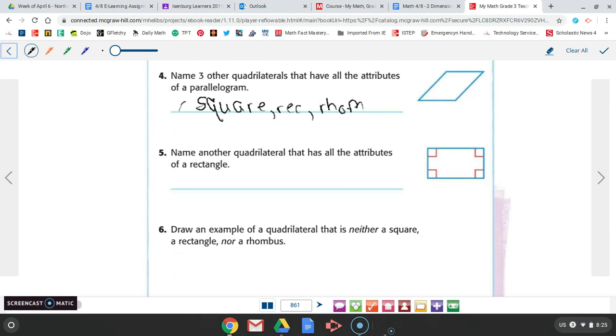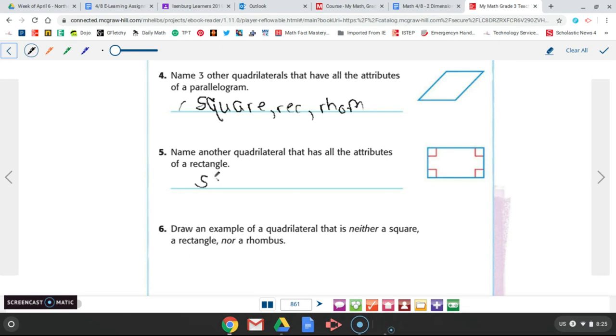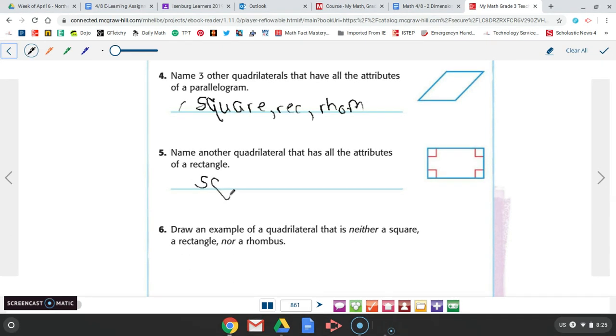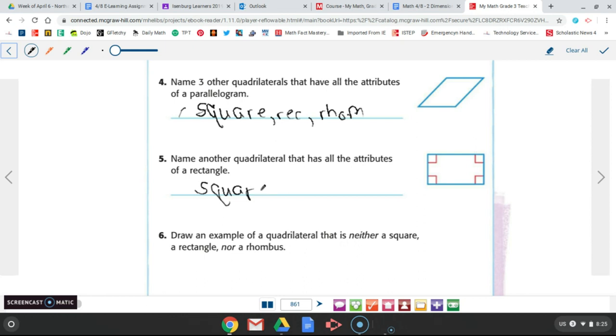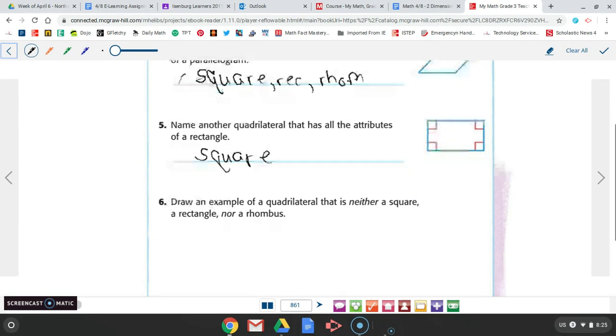Number 5, name another quadrilateral that has all the attributes of a rectangle. Well, that would be a square. Squares are a special kind of rectangle. They follow all the rules that a rectangle has. So even though squares have their own special rules, in that they have to have all sides the same, they still match all the rules of a rectangle. So a square is technically a special kind of rectangle.